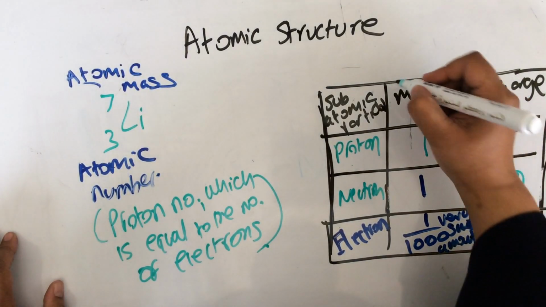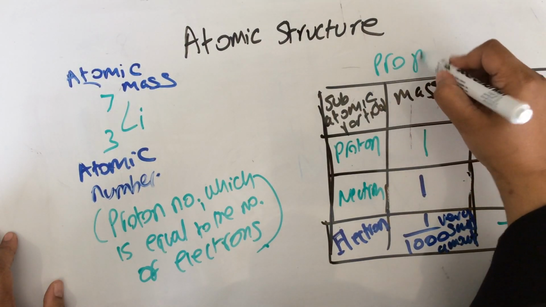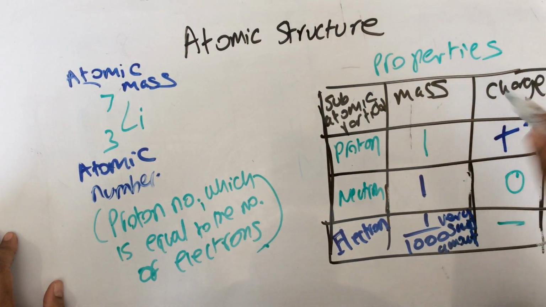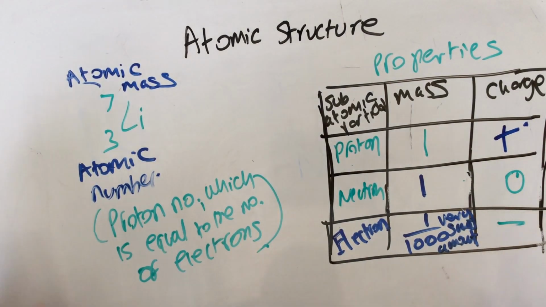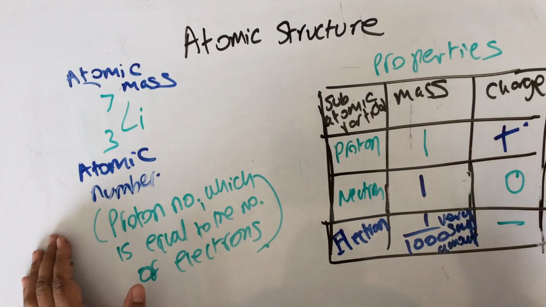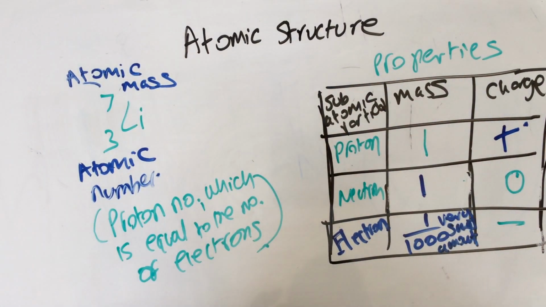So these are the properties of subatomic particles, which you need to memorize: the mass and the charges for them. Let's have a quick review then. In atomic structure, you should be able to draw the atomic structure. It has these 3 subatomic particles: protons, neutrons, and electrons. You should also know the properties of them, the mass and the charge, and you should be able to do a basic atomic structure.